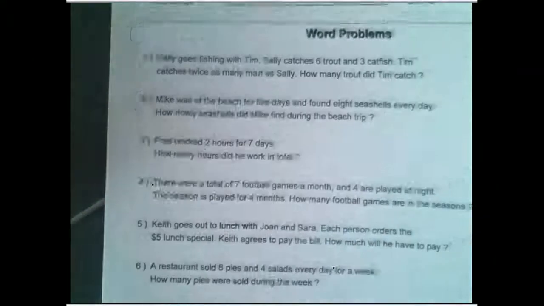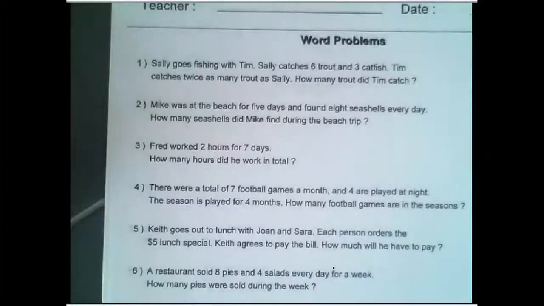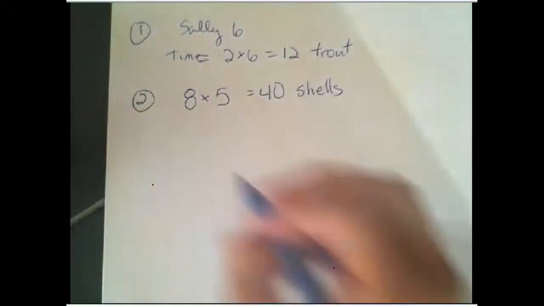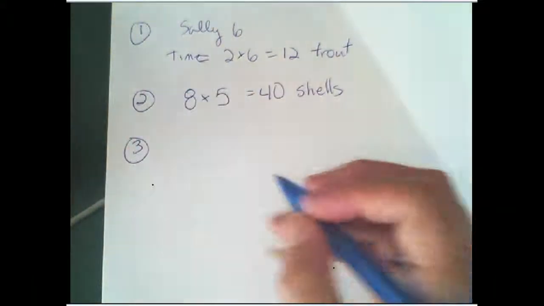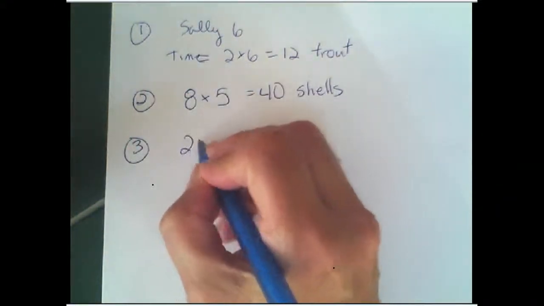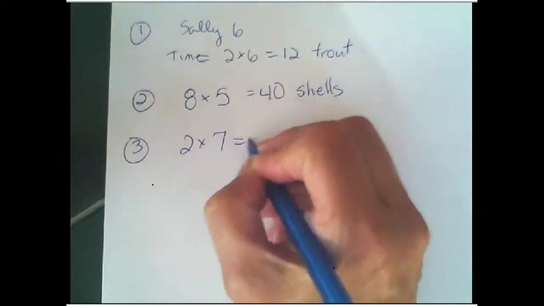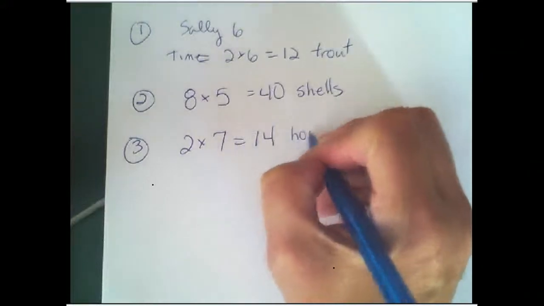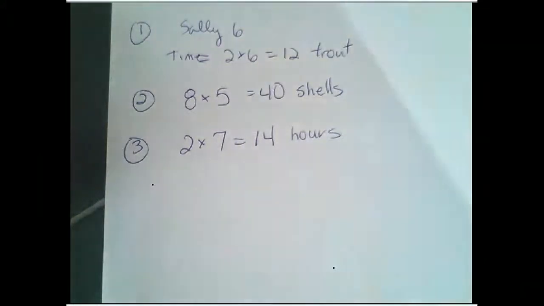For question number 3, Fred worked 2 hours for 7 days. How many hours did he work in total? So we are assuming here that each of these 7 days he worked for 2 hours. So we could add 2 plus 2 plus 2 plus 2 plus 2 plus 2 plus 2. Or we can do an easier way than adding. We can multiply. That's 2 hours times the 7 days is 14 hours that Fred worked.